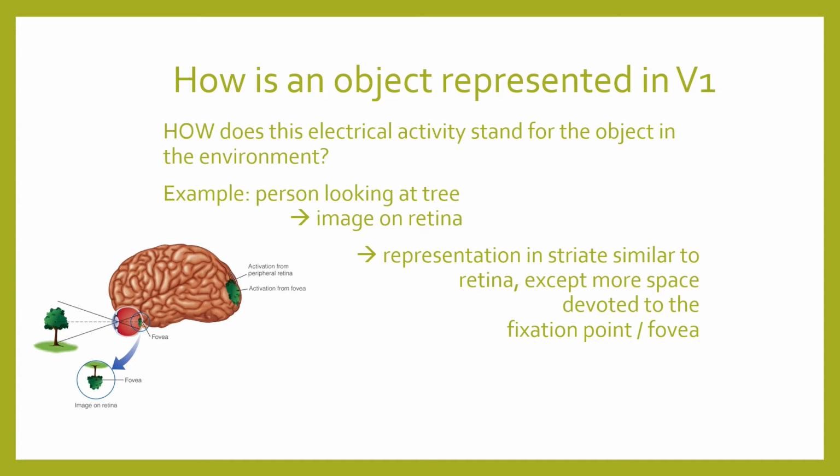We have this representation in the striate cortex that is similar to the image on the retina that, remember, has already gone through a process of transformation and representation, but now we have more space that is devoted to the fixation point or the fovea as well. And of course, it's pulled apart into these hypercolumns, where a particular hypercolumn is going to give me vertical bar, horizontal bar. What kind of feature am I looking at? Is it right eye, left eye dominant, and so on within that?